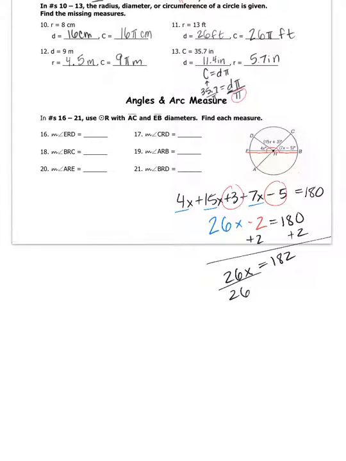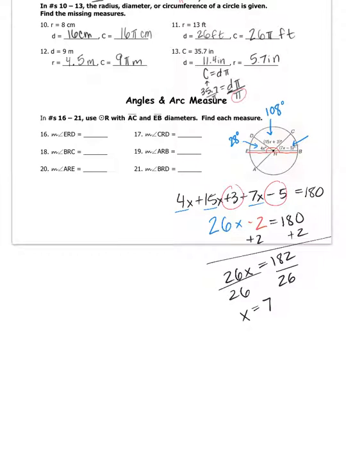Next, just divide by 26 to get that x by itself. And I see that x equals 182 divided by 26, 7. All right, if x equals 7, then this piece would be 4 times 7, so 28 degrees. This piece would be 15 times 7, and then I have to add 3 to that, so 108 degrees.